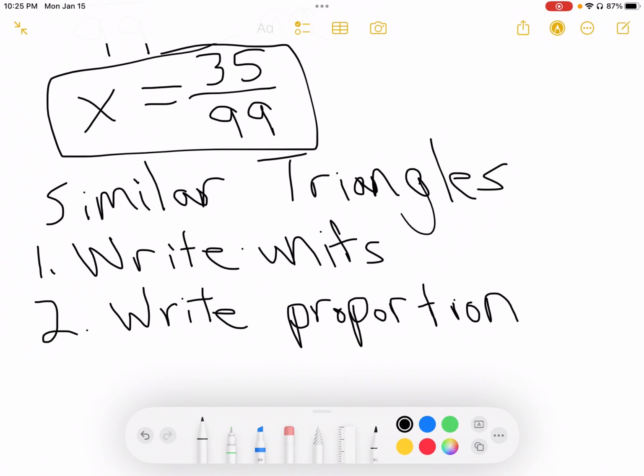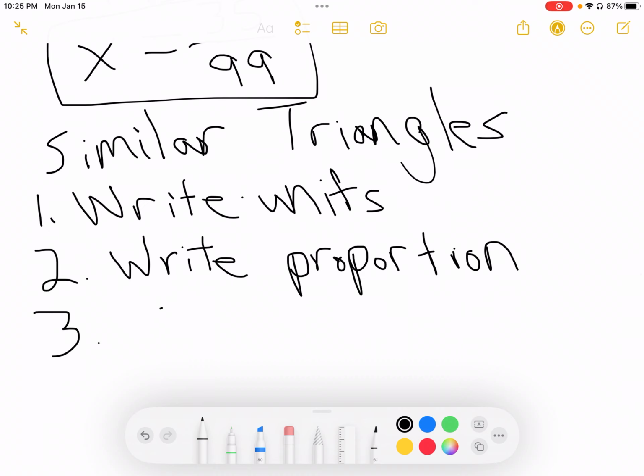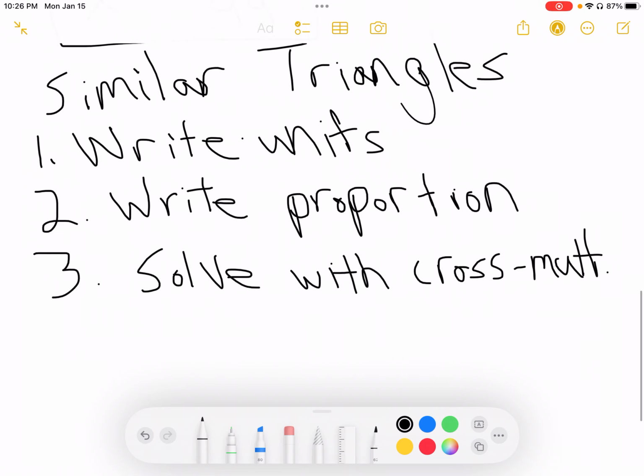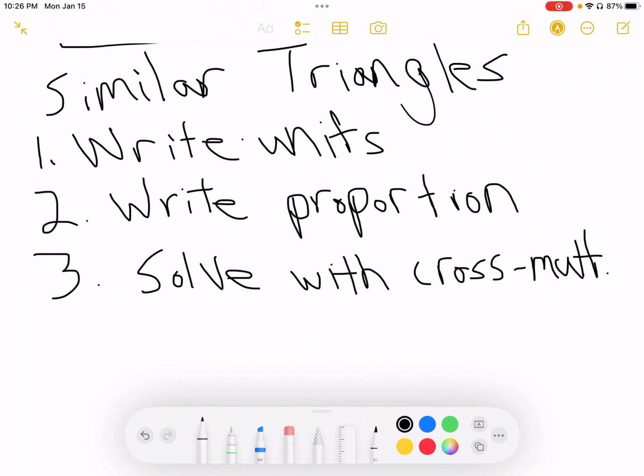And you might have questions about this as you go along, so I'll try to answer what questions you might have as you go here, right? But then we're going to solve this one using the same thing. We're going to solve with cross multiplication. When I say write units, I basically am talking about writing big triangle over a small triangle. So that's pretty straightforward.